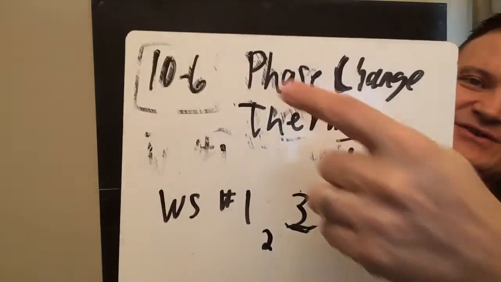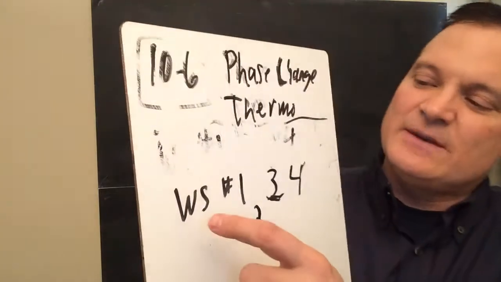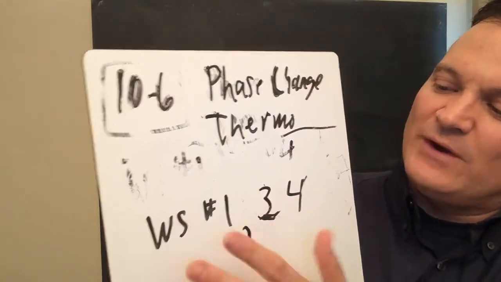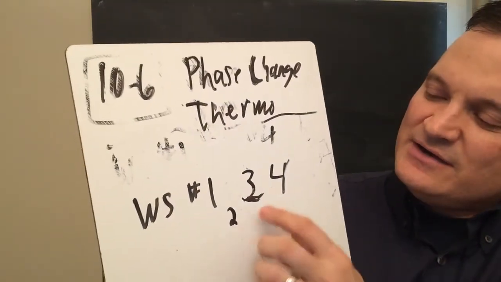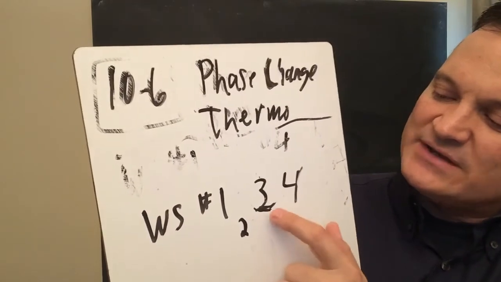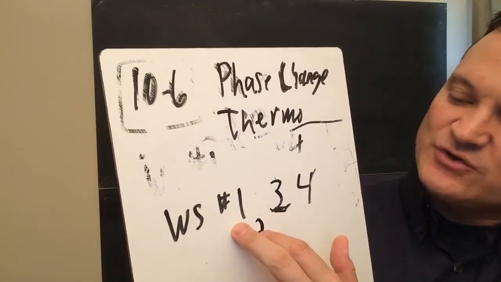All right, I know that looks very messy, but 10.6 phase change thermo. And worksheet, do number 1, 3, and 4. Really, all of them are good. Number 4 is really long, and number 3 is the second longest, and these are very short.